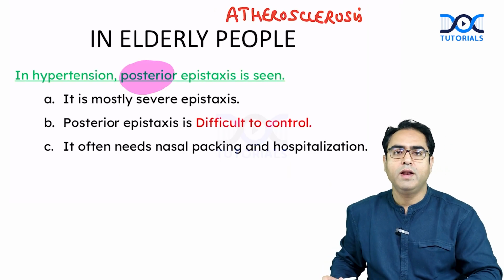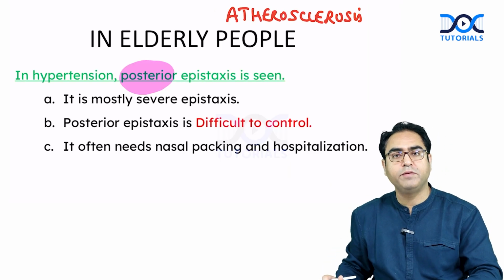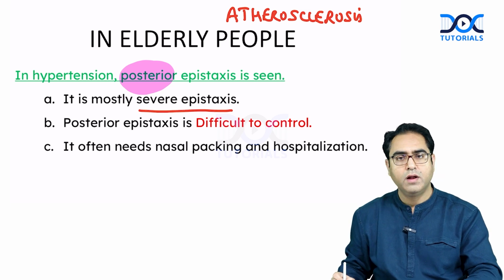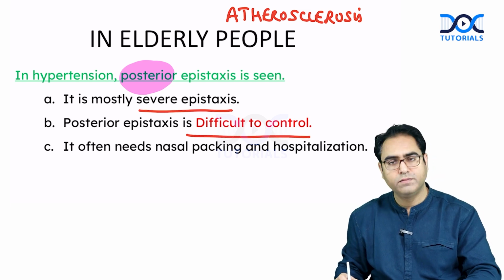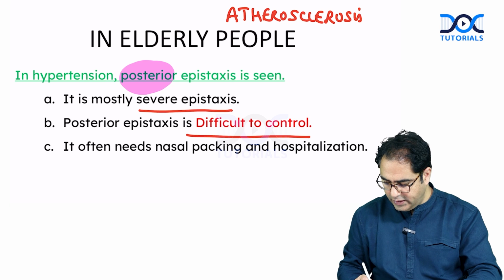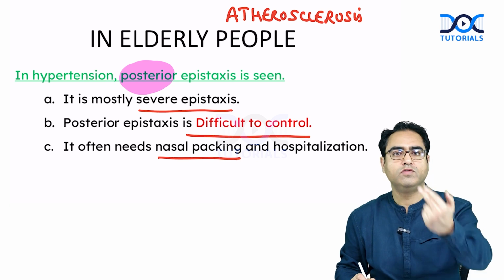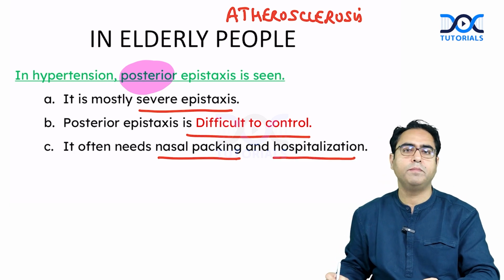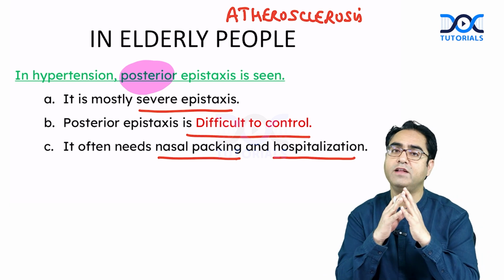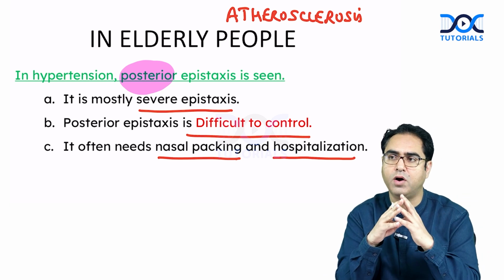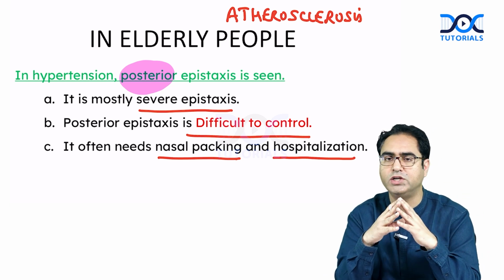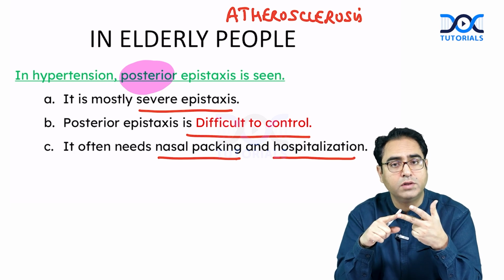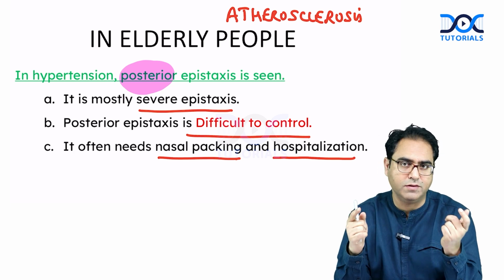So, in hypertension, because we see posterior epistaxis, it is generally severe and difficult to control. It would need packing in the nose to put pressure on the bleeding area. And of course, you need to hospitalize the patient also. So let's revise. Hypertensive or atherosclerotic bleeds in the elderly population are posterior, severe, difficult to control, and generally need packing and hospitalization.